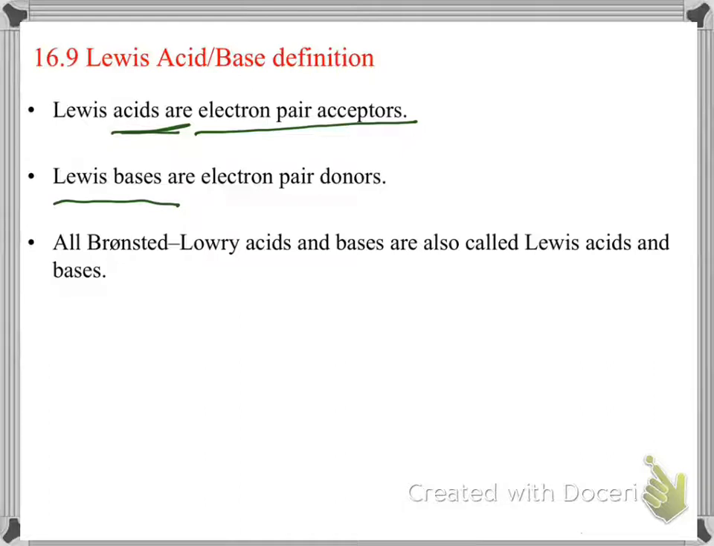Now, looking at this molecule, boron trifluoride, I cannot explain its acidic or basic character based on the Bronsted-Lowry definition, because in Bronsted-Lowry an acid is a proton donor, but I cannot see any proton here. I cannot see any hydrogen that can be ionized. But I can explain that based on the Lewis acid base definition.